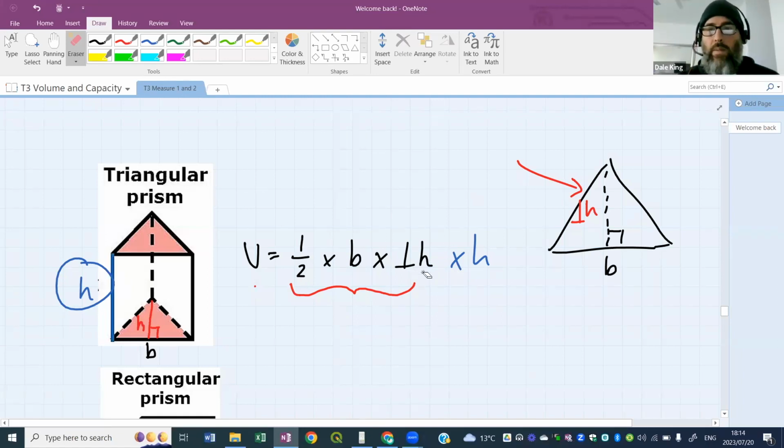We're going to come up with a problem just now where, for example, the perpendicular height could be 4 centimeters, and then the height of the triangular prism could be 10 centimeters. So we can't say H squared because they're different, but they are definitely two different heights. Are you happy with that? Yeah. All right. So just remember that. The one height is from the triangular base, and the other height is from the triangular prism.